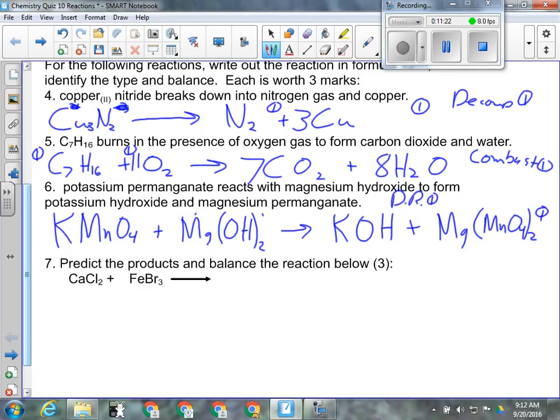Right now, there's 2 hydroxides over here, but there's only 1 over here. So I'm going to put a 2 there to balance the hydroxides. And when I do that, it gives me 2 potassiums. So I've got to go back over here and balance my potassiums. When I do that, it gives me 2 permanganates. There are already 2 permanganates on the other side, so that's good. Okay, and then I've got magnesium, 1 of them, 1 of them. Now we're good.